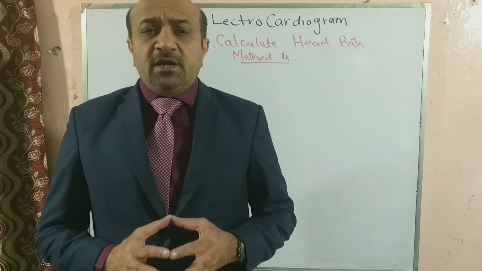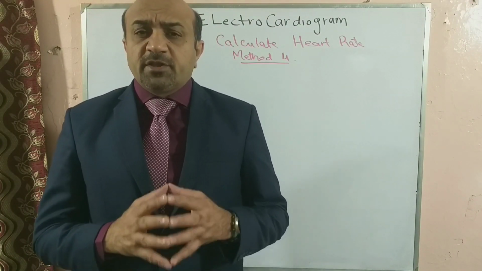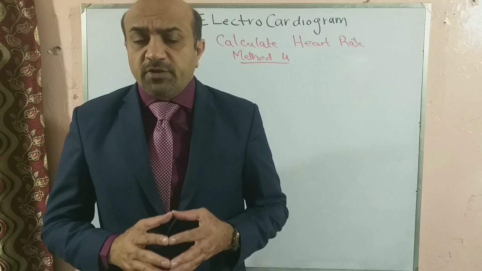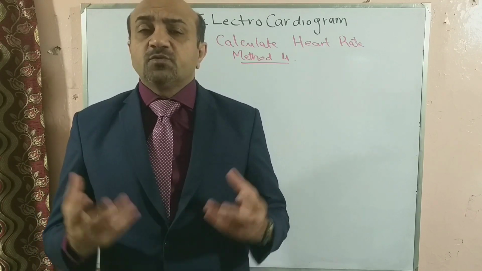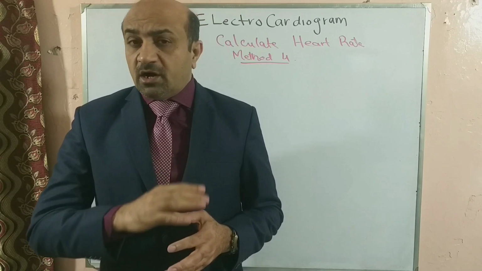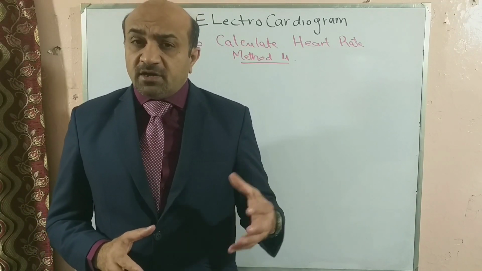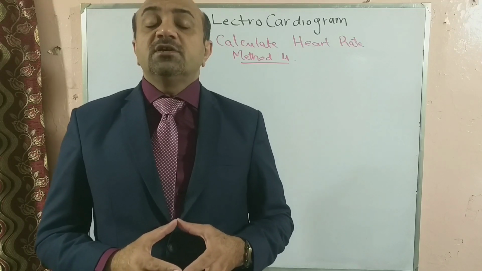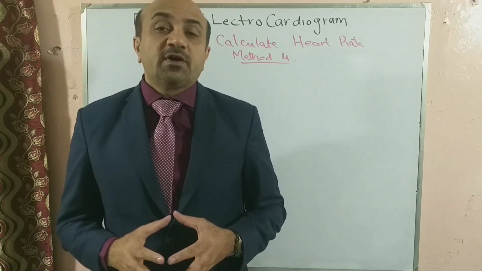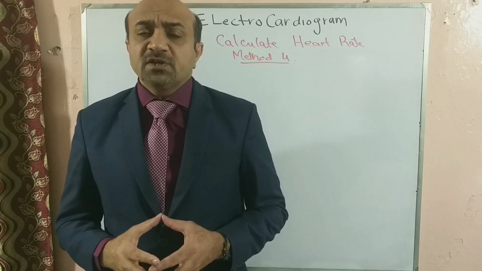Hello everyone. In this short clip we will talk about method 4 for the calculation of the heart rate from the ECG paper, and this will be the last method. We already studied methods 1, 2 and 3, and in the next video we will talk about understanding the cardiac rhythm from the ECG.